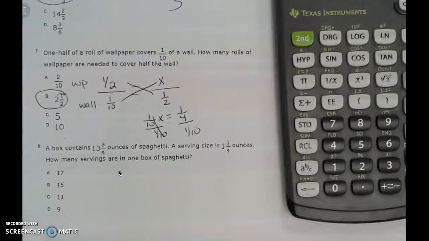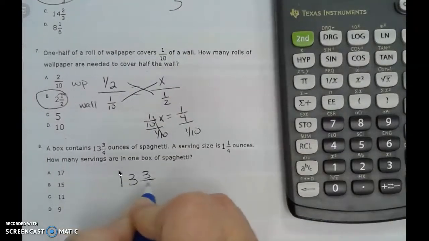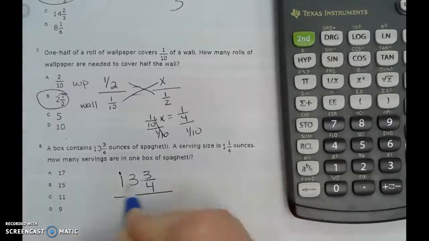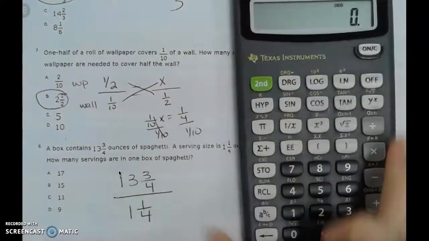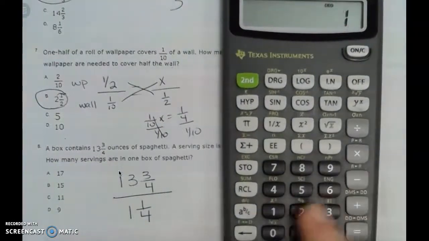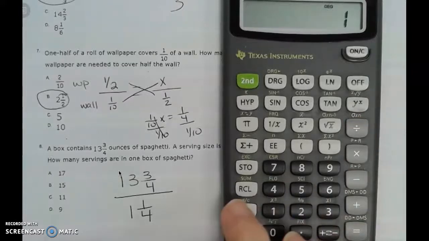It says a box contains 13 3/4 ounces of spaghetti, and a serving is 1 1/4 ounces. How many servings are in one box of spaghetti? You could do a proportion, or I could just take my 13 3/4 ounces, that's my box, and divide it by how much is a serving. So I could just do 13 3/4 divided by 1 1/4. And then I get 11.